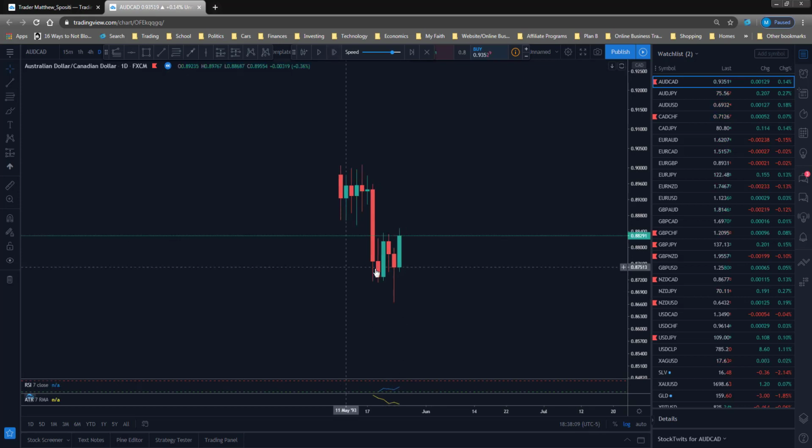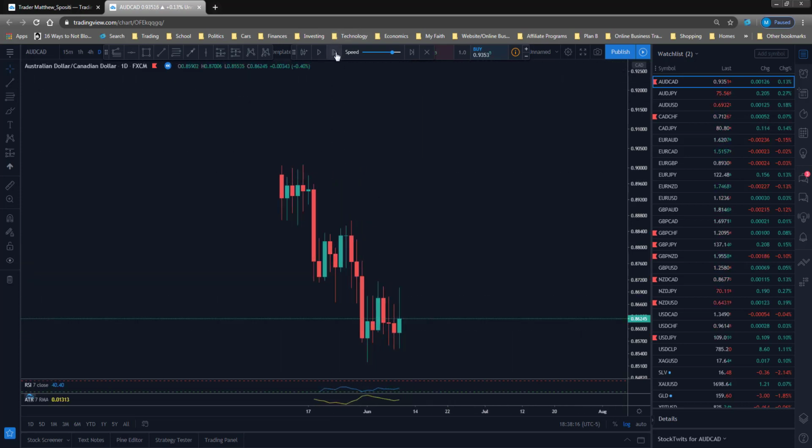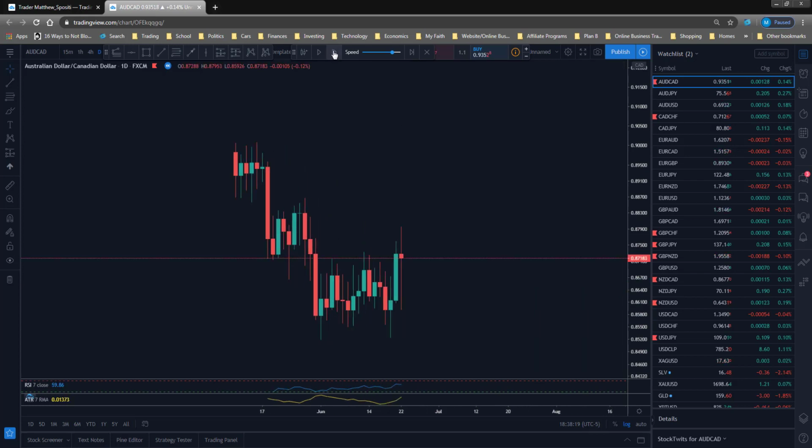All right, so we made a new lower close. Still, I don't feel confident enough. I just don't have enough data to really even look into it. So let's zoom this forward here.